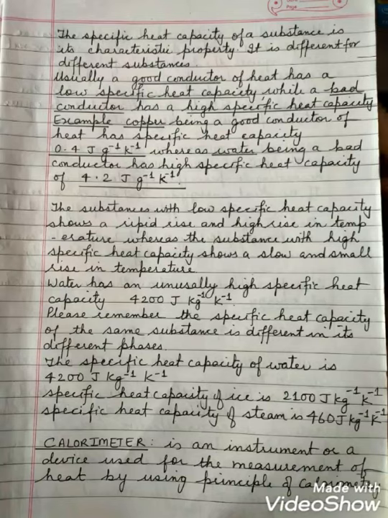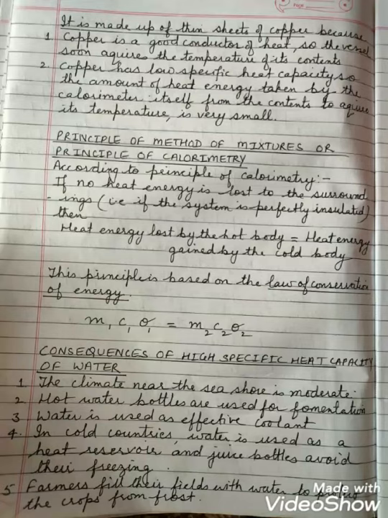A calorimeter. A calorimeter is an instrument or device used for measurement of heat by using the principle of calorimetry. It is made up of thin sheets of copper because copper is a good conductor of heat, so the vessel soon acquires the temperature of its contents. Copper has low specific heat capacity, so the amount of heat energy taken by the calorimeter itself from the contents to acquire its temperature is very, very small.